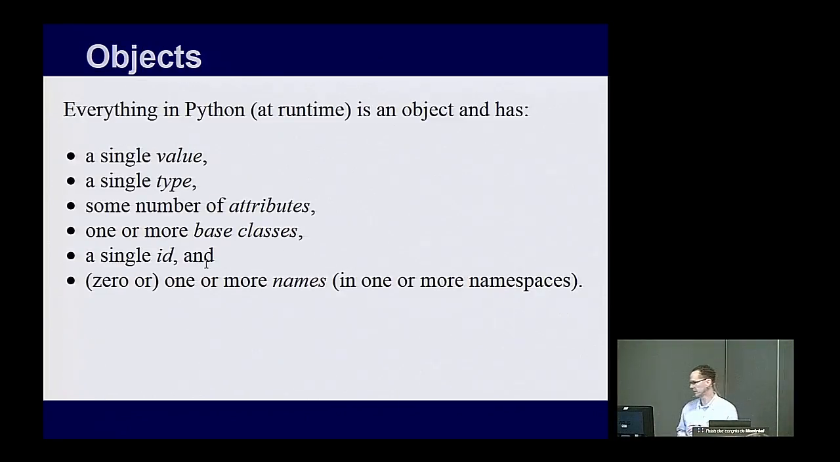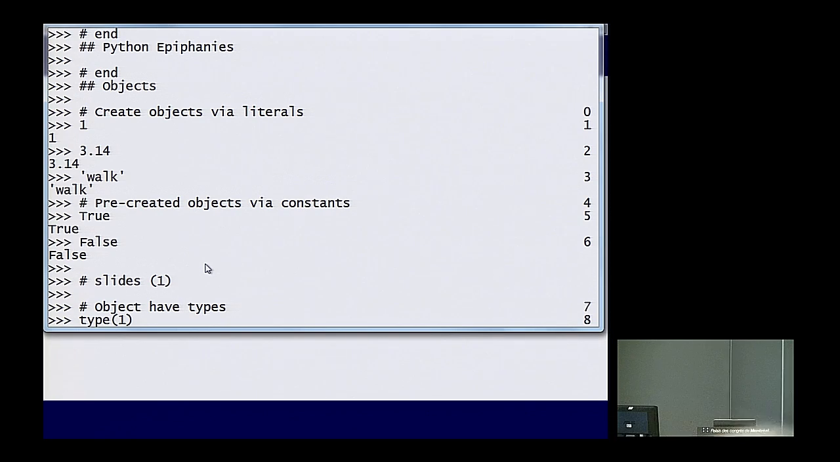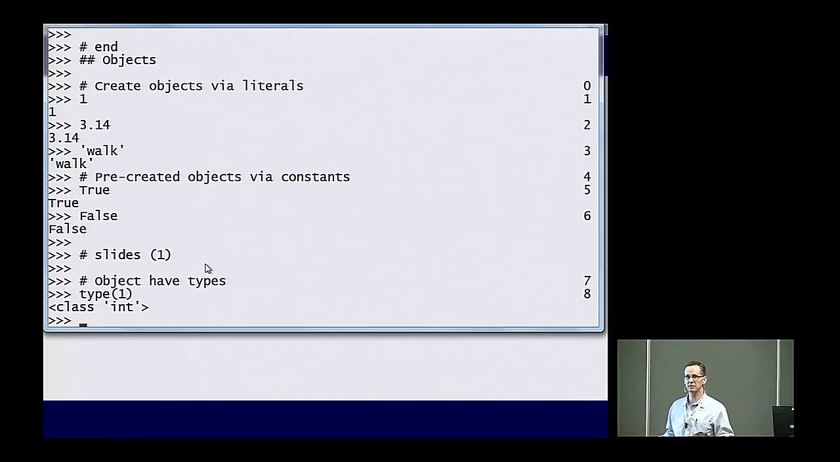Yes. Okay, so the fundamentals of objects in Python: every object has a single value, a single type, some number of attributes, one or more base classes, a single ID, and then it has names. And the names we're going to talk about in the next section. So, types. The type of that is class int, right? So the integer 1, that's its type.